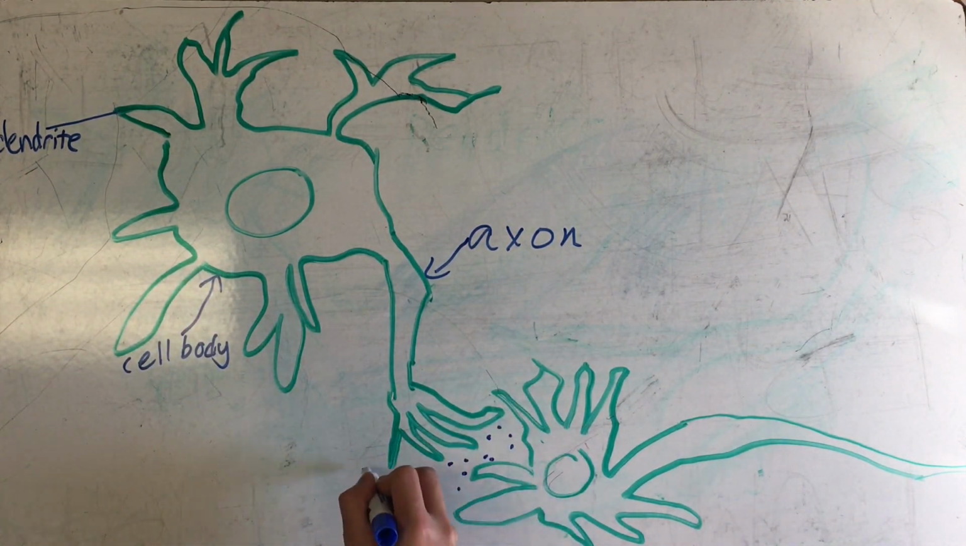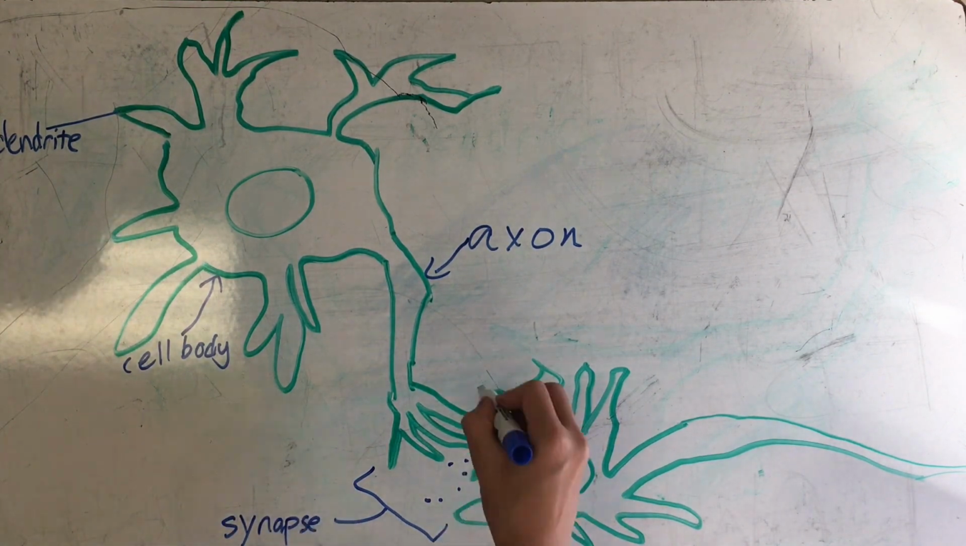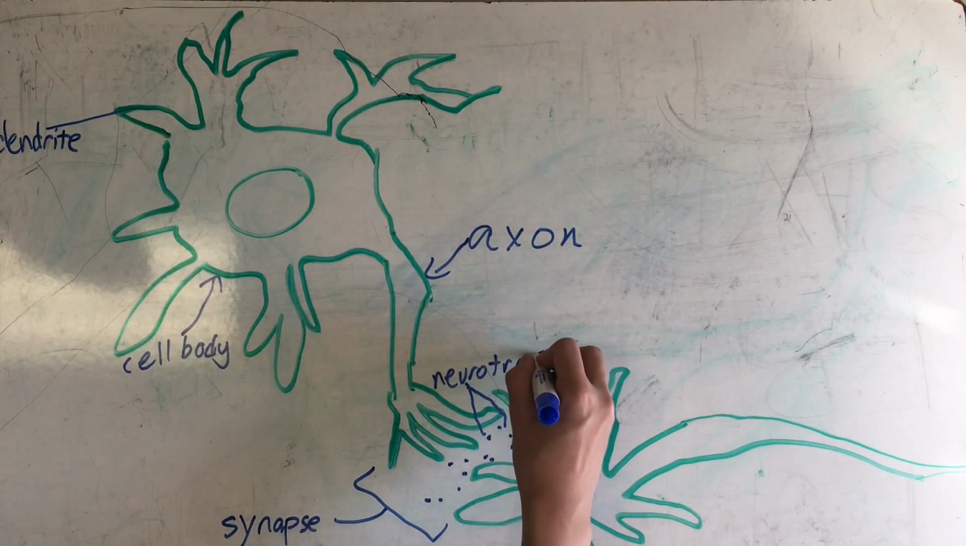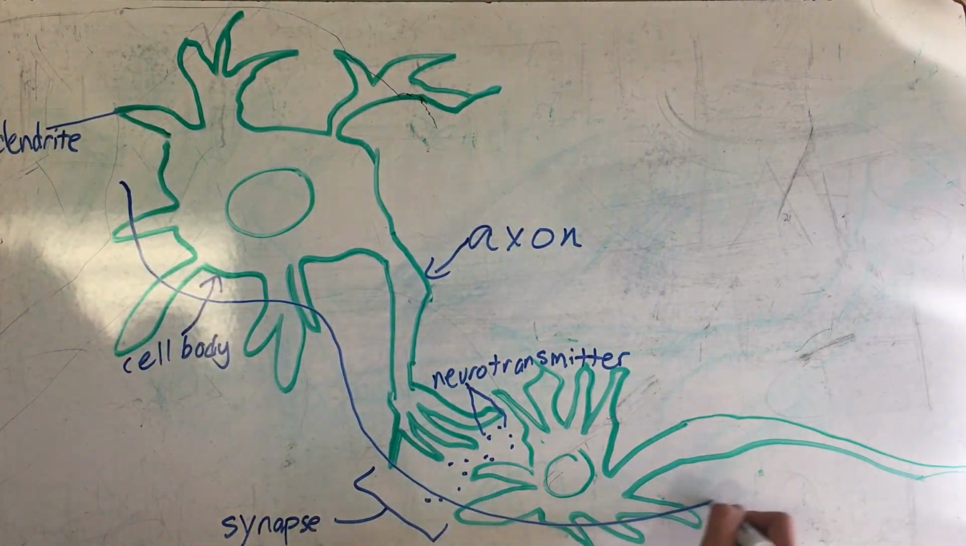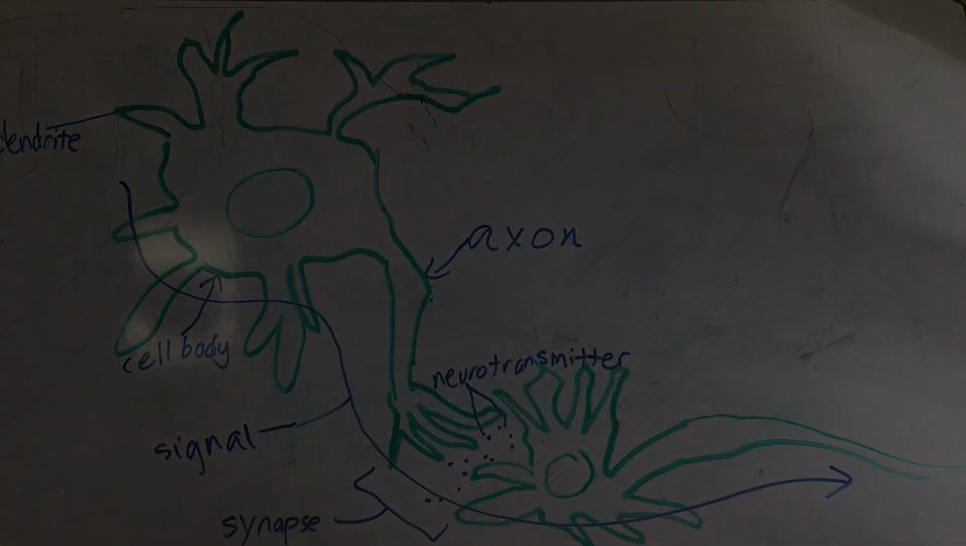synapse, and here neurotransmitters will transmit a signal which moves from the axon to the dendrite of the next cell. And calcium ions are known to be involved in the transmission of neurotransmitters across the synaptic terminals.